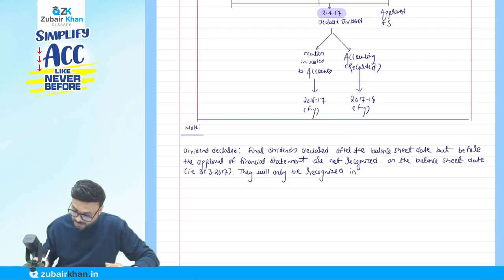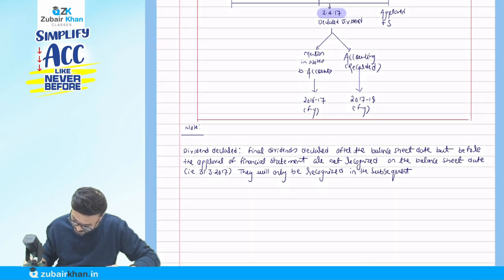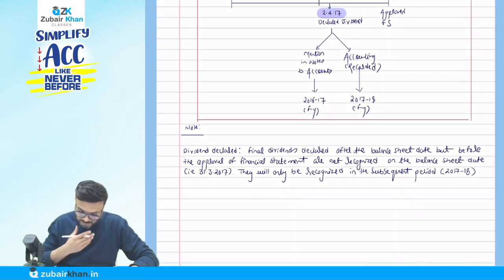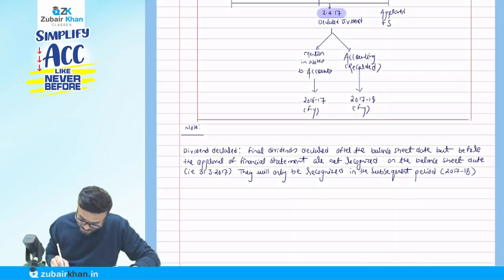Recognize means recording in the subsequent period. It will only be recognized in the subsequent period. You can write it down in our case, financial year 2017, and it will only be recognized in the subsequent period.